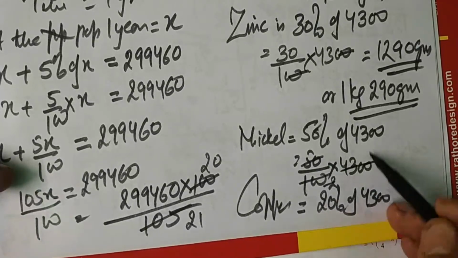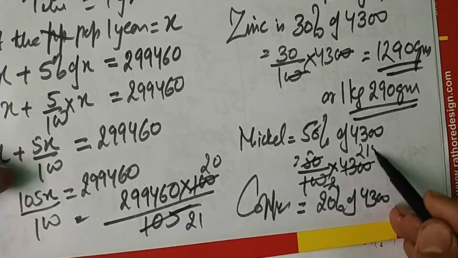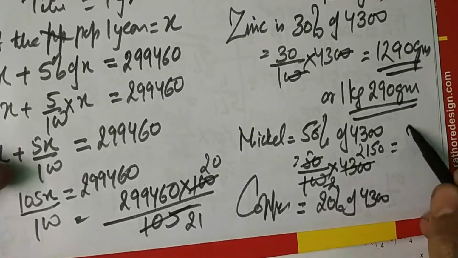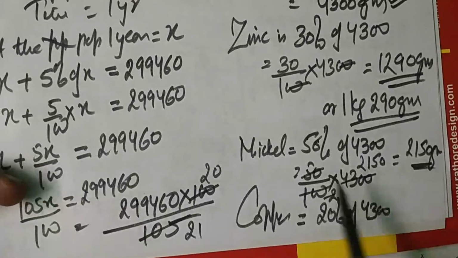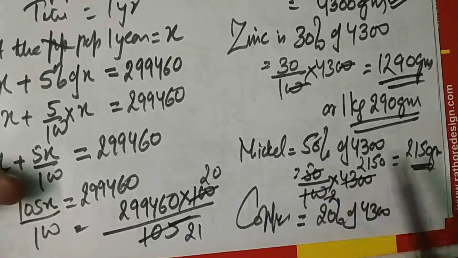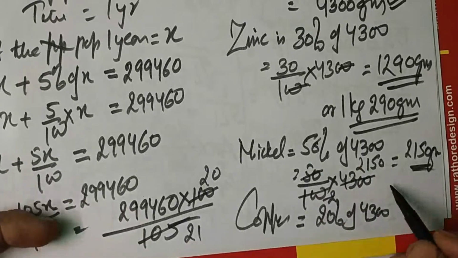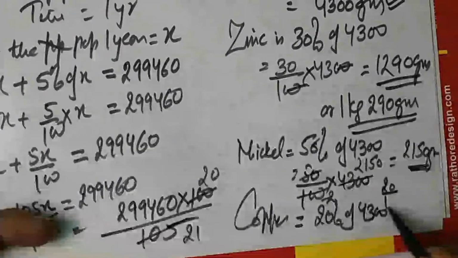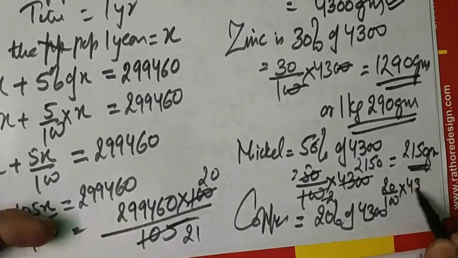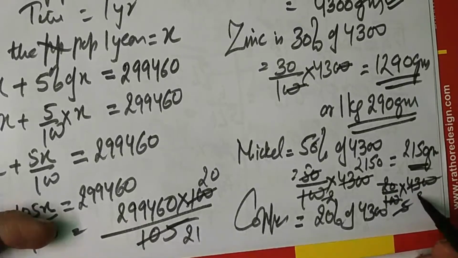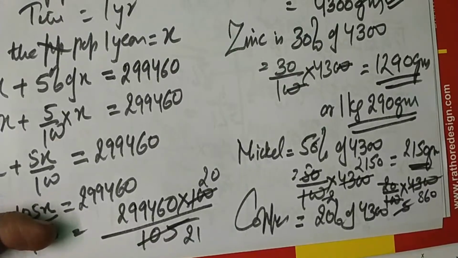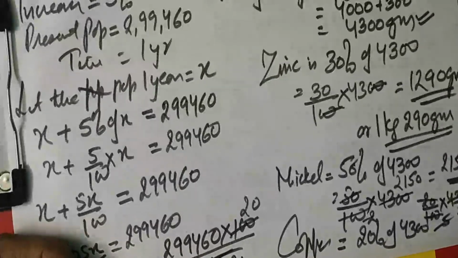5 2s are 10, 2 into 2150. This becomes 2150 grams. You have got nickel also. They have not asked, but you can find it. Copper is 20%, so it will become 20% of 4300. 20 will go 5 times. So we have got 3 weights. What are the 3 weights?